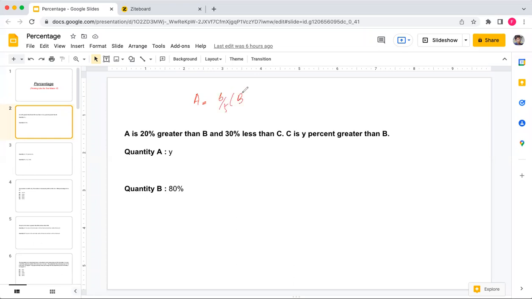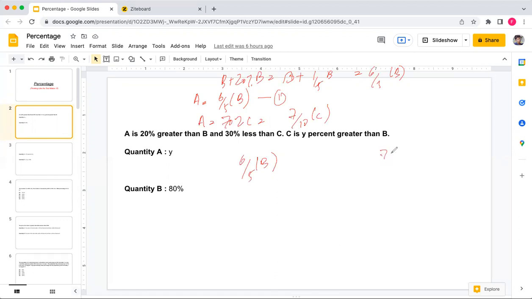6/5 of B. That is B plus 20% of B, which is 1 plus 1/5 of B, and that adds up to 6/5 of B, right? So first thing, A is 6/5 of B. The next thing is A is also 30% less than B. So A is also, how can I write that? 70%. If one thing is 30%, that's out of 100. So the result will be 70% of C, which is 7/10 of C. Now we have 6/5 of B and 7/10 of C. Both are A, right?